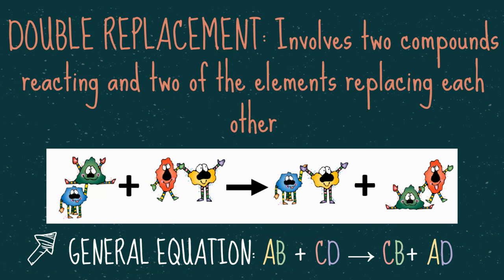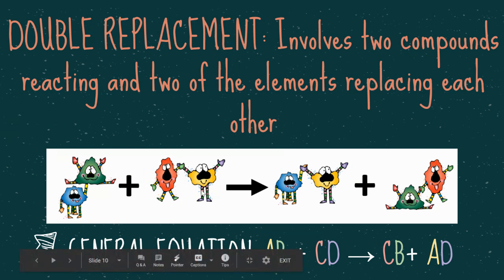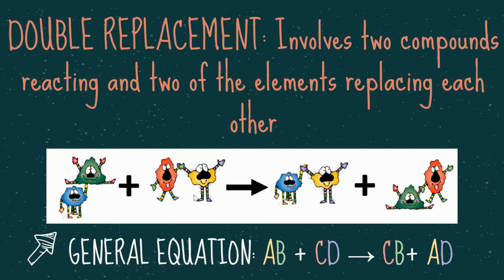We're going to talk about double replacement. It's similar, just that in this case, we're starting with 2 compounds, and now 2 compounds are reacting with each other, and 2 elements are replacing each other. So you can look at the visual here to see what's going on, or you can also take a look at the general equation. AB plus CD yields CB plus AD. So now we have 2 elements replacing each other.